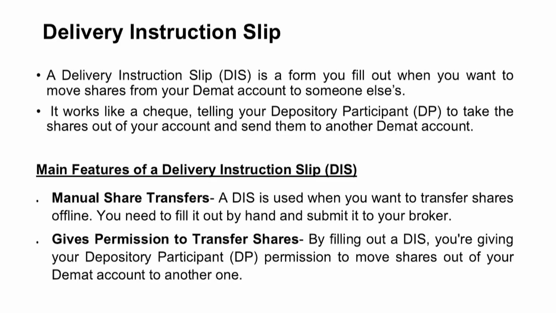The main feature of the delivery instruction slip is that in case of a manual share transfer, it is necessary for the investor to fill in the delivery instruction slip. Whenever you want to transfer shares in offline mode, you need to fill it by hand and submit it to your broker and the depository participant for completing the share transfer procedure. You need to give permission for the share transfer. That means by filling a DIS, delivery instruction slip, you are giving the depository participant permission to move shares out of your account and to deposit the shares into someone else's account.